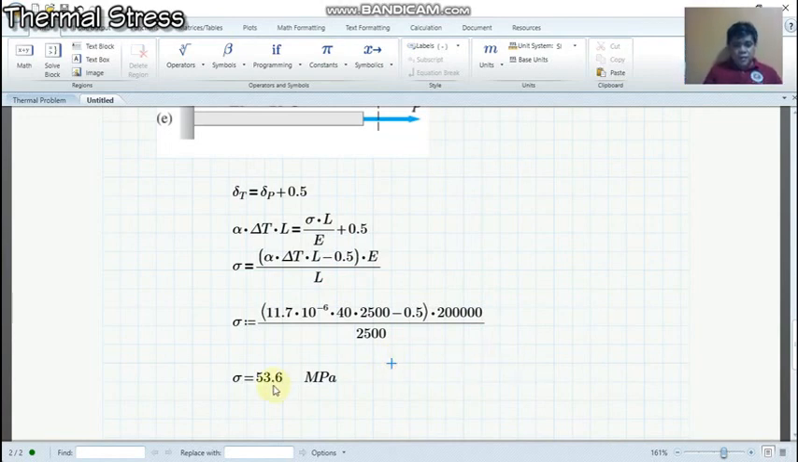So as you can see, we have a smaller stress of 53.6 when the walls move together the amount of 0.5 millimeters compared to when the walls are rigid.